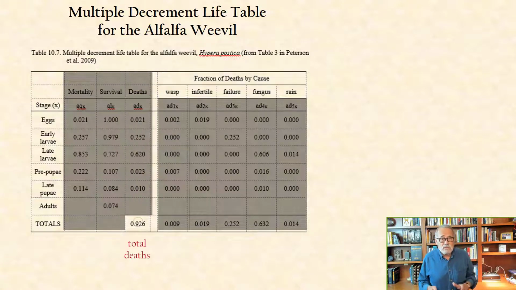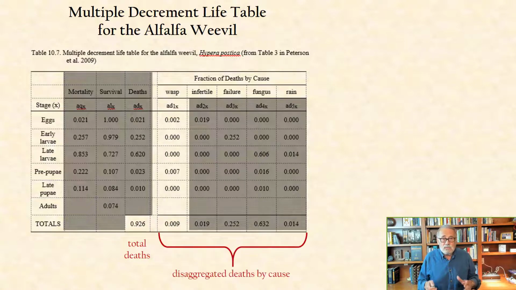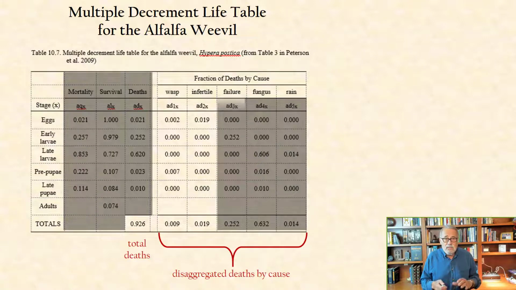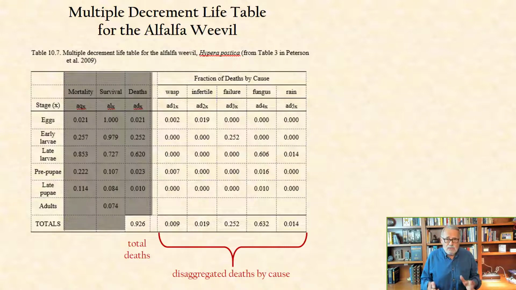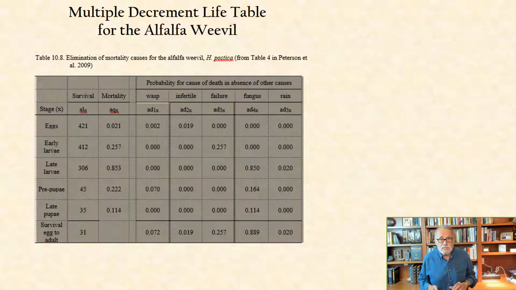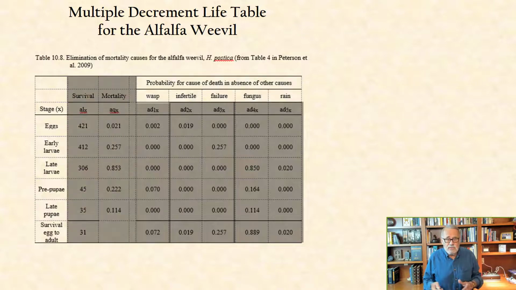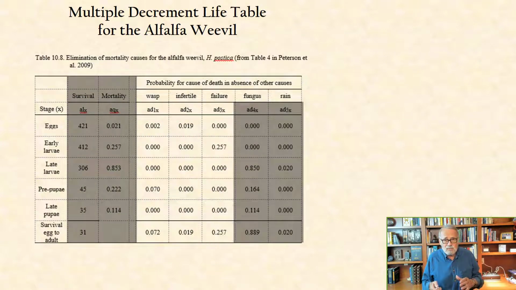Note that the total deaths equal 0.926 of the original cohort, and at the top of the next 5 columns, this fraction is disaggregated by cause, including due to wasp parasitism, infertility, failure to develop, fungal pathogen, and rain. The sum total of these equals the total deaths of 0.926. This cause of death information in the presence of all causes is used to estimate probabilities of cause of death in the absence of other causes, including for the wasp, infertility, failure to develop, fungal pathogens, and rain.